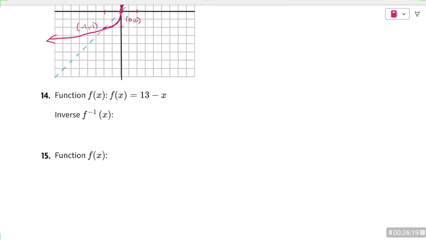Okay, question 14. We have another equation. So off to the side, I'm going to write 13 minus x. And I'm just going to replace my f of x with y. So again, we want to solve for x.